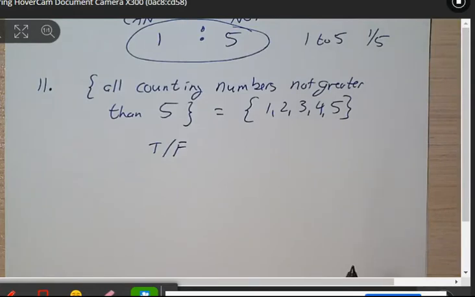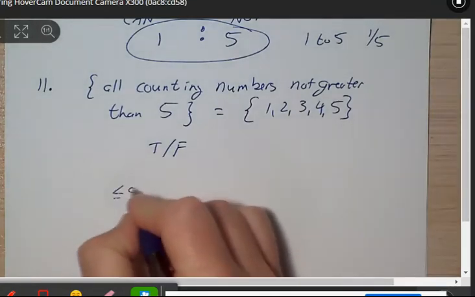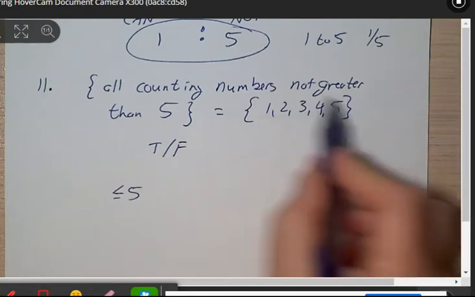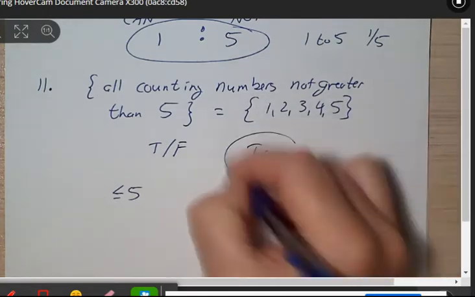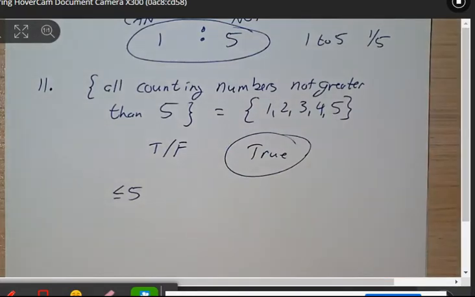Okay, so it says all counting numbers not greater than 5. Well, if it's not greater than 5, that means that it's less than or equal to 5. And that's 5, 4, 3, 2, 1. So in that case, that statement would be true.